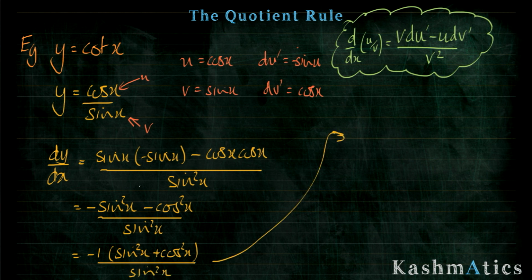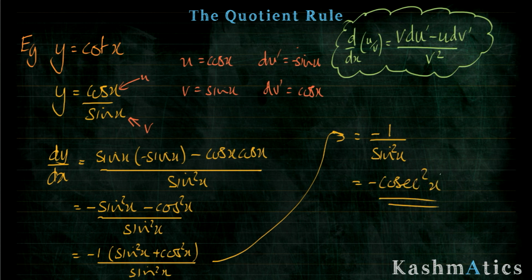Okay, so that there in the bracket, sine squared x plus cos squared x is 1, which I told you about just earlier. So the top would just become minus 1, so it'd be minus 1 over sine squared x. And 1 over sine squared x is cosec squared x, so this would be minus cosec squared x.